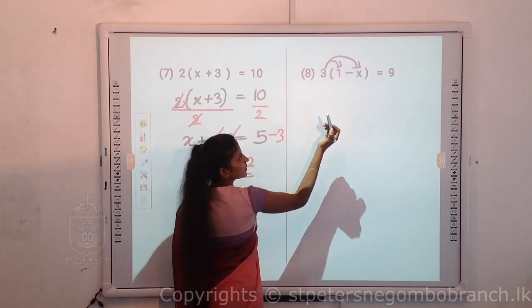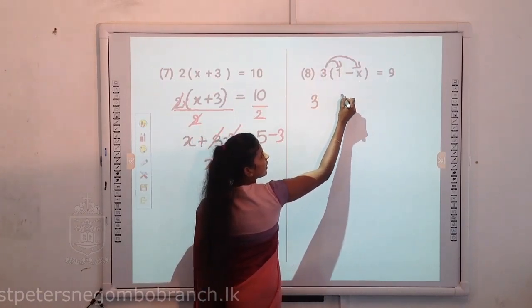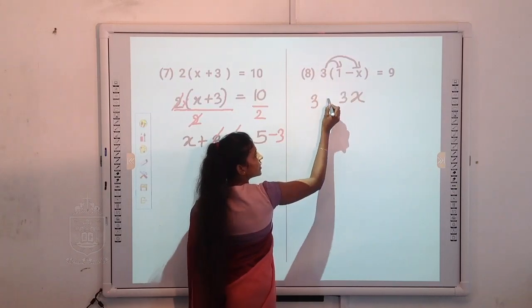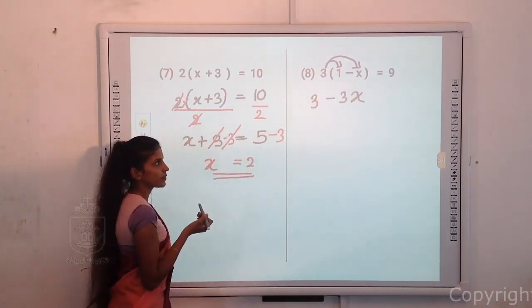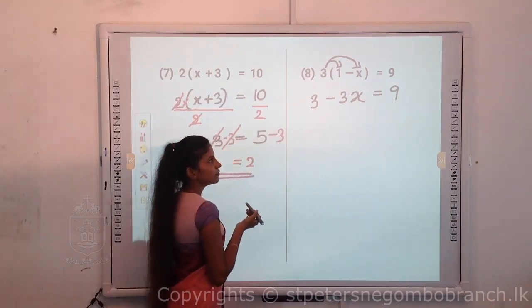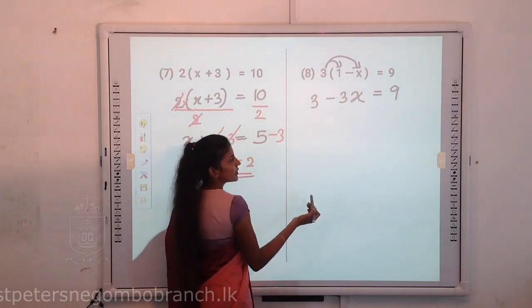3 times 1, answer is 3. 3 times x, answer is 3x. Here plus into minus, answer is minus. And on the right side we have the 9. Then what is our next step? Our next step is to cancel this 3 from this side.